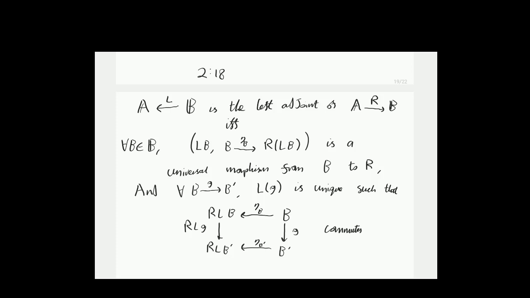But how does it work on arrows? Well, basically, if you have an arrow G from B to B dash, then you can define L of G to be the unique arrow that makes this kind of square commute.